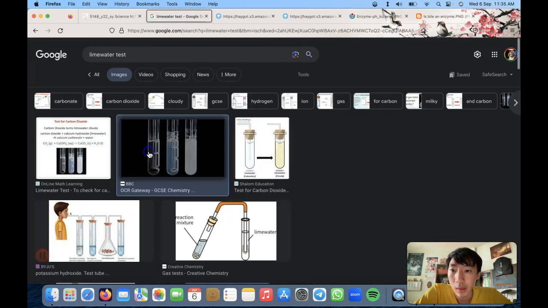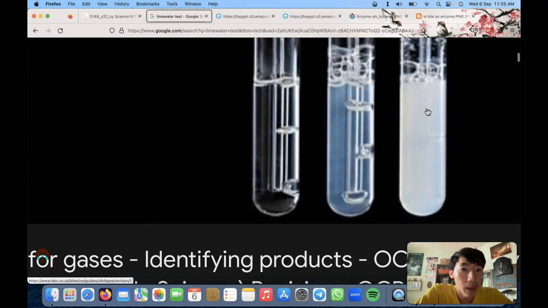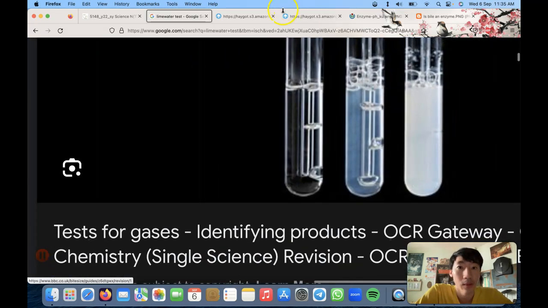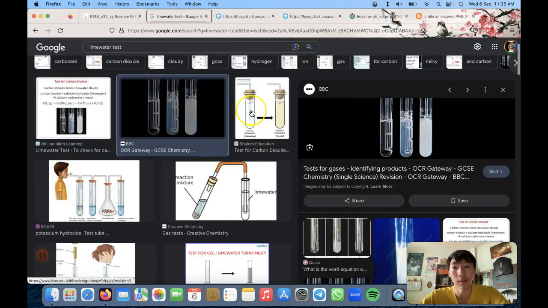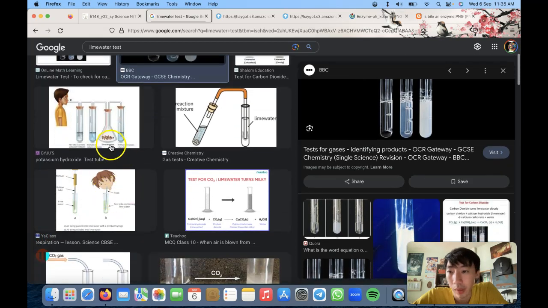So here is a person, and he's blowing, exhaling air into the lime water. We have tried this ourselves, and we know that at first the lime water is clear like this. You can see the person bubbling out the exhaled air, and after a period of time, the lime water will turn cloudy or chalky white. This proves that the exhaled air contains carbon dioxide.